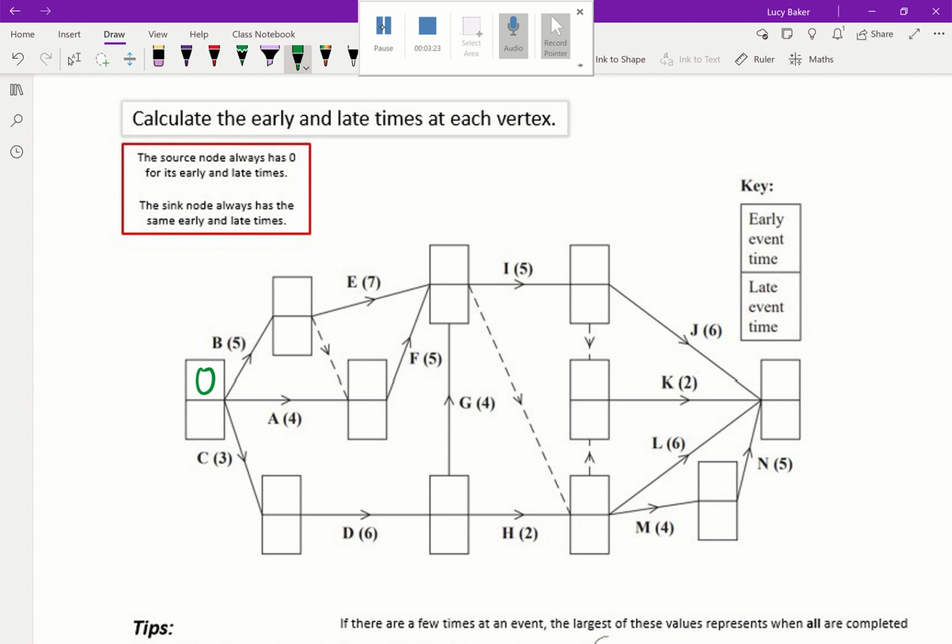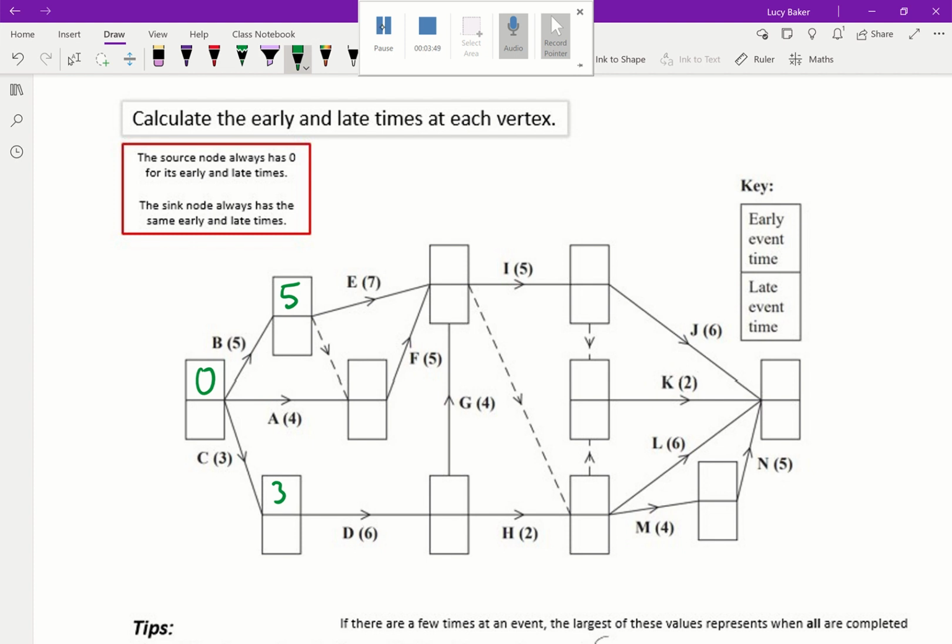For A, for example, I could go up to B and I can go down the dummy activity to get to A. So there's actually two ways. To get to B, there's only one way. So the earliest I can get there is going to be a time of 5, because this activity takes 5 to complete. Equally for C, there's no other way I can get to C. The earliest time I can get there is going to be 3, because C takes 3.